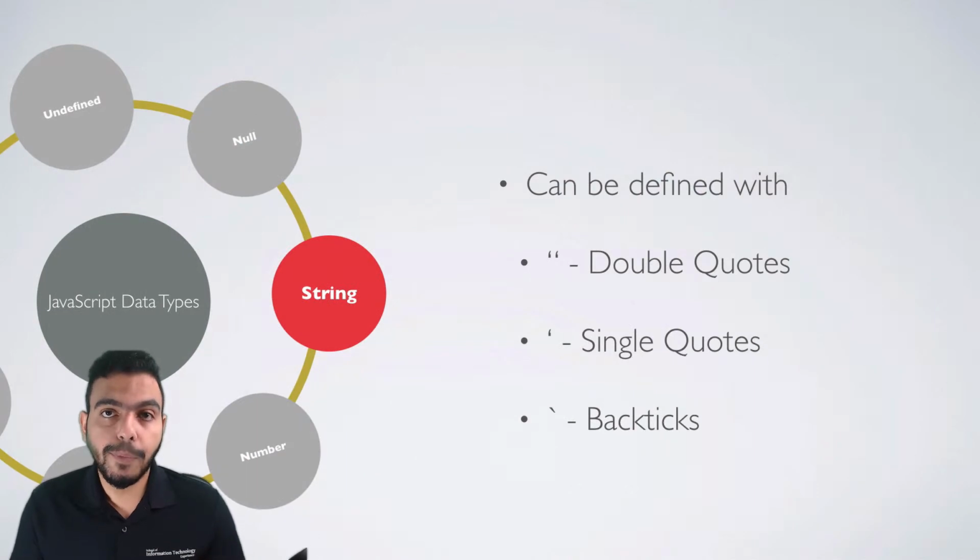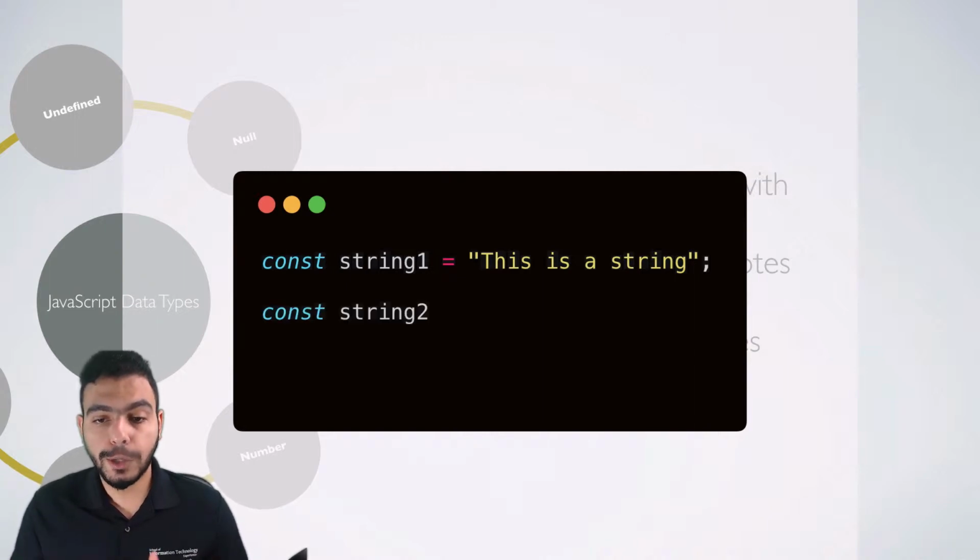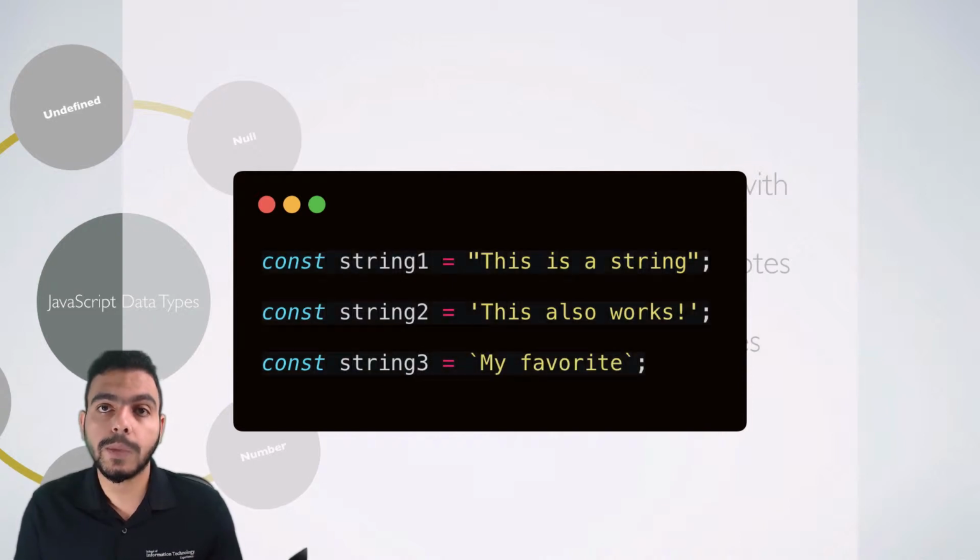So the first data type we have here is string. And strings can be defined with double quotations, single quotation, or the backticks. So you could do something like this where you say const and then the name of the variable equal the value, or you could do it with single quotations, or my favorite is when you do it with a backtick, and I'm gonna go over why that is my favorite.